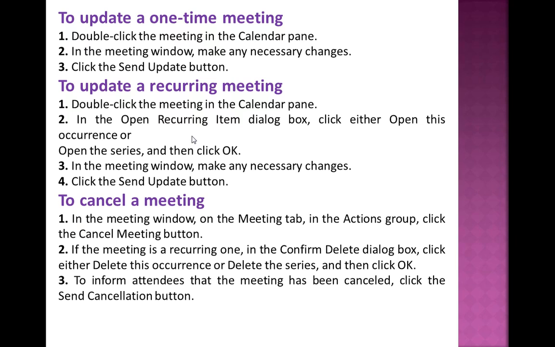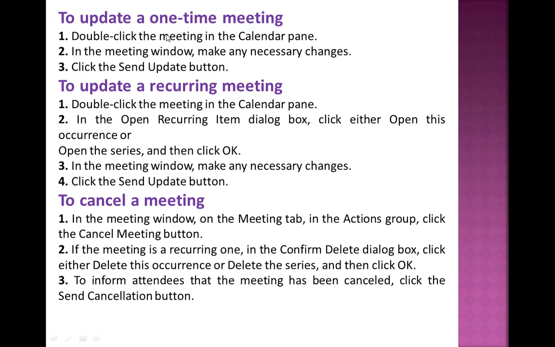Then how to cancel a meeting? In the meeting window, on the meeting tab, in the actions group, click on the cancel meeting button. Means if you want to cancel the meeting, you can cancel the meeting by clicking on the OK button. Then if the meeting is a recurring one, in the confirm delete dialog box, click either delete this occurrence or delete the series and then click on the OK button.